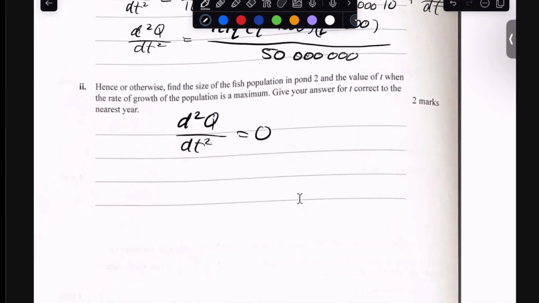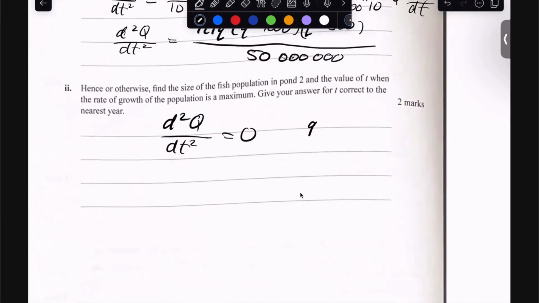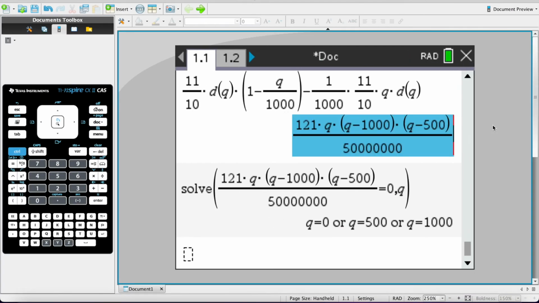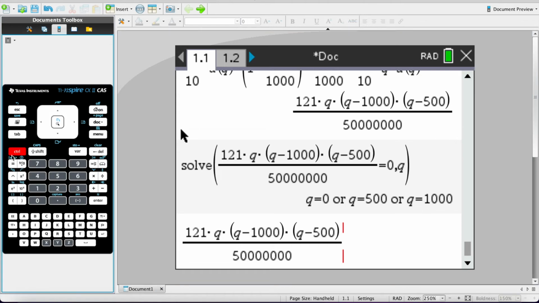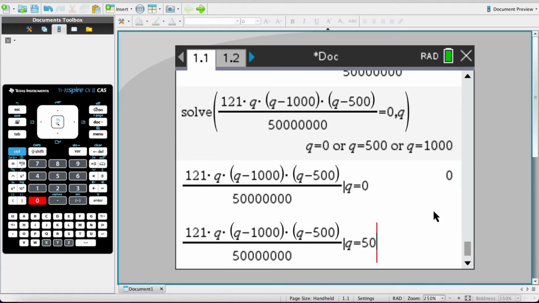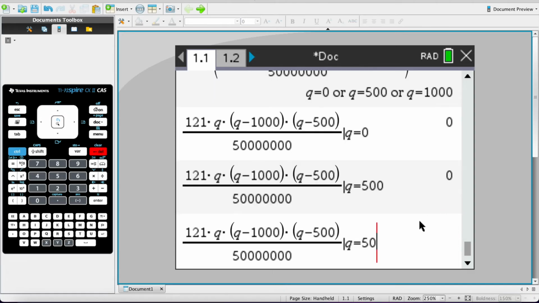So first of all, I'll write out the three. Might get working out marks here. Q is equal to 0, Q is equal to 500, and Q is equal to 1000. And you just need to see which ones to reject. So just plug them into here. I don't think it'll be Q is 0, but just to check, it's 0, definitely not. So then you can try the 500, that's 0, and the 1000. I subbed it into, I should have subbed it into d of Q.